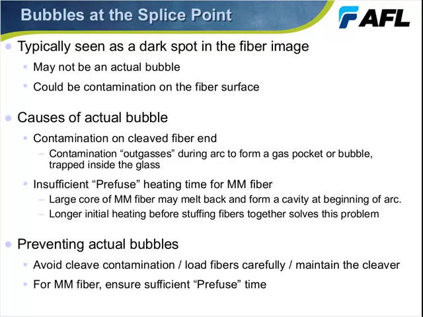The other thing is, especially in the case of multi-mode fiber, which really isn't our topic of discussion today, but in the case of multi-mode fiber, during the beginning of the arc, the heavily doped core of the fiber can actually melt back a little bit due to its lower melting point, and if the two fibers are stuck together at that point, we could trap a little air pocket. So the way we deal with that is we just modify the arc parameters and give the fiber a little bit more time to heat so that it transitions from a concave to a slightly convex shape before the two fibers are joined together.